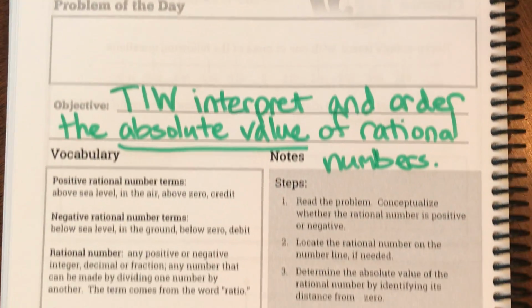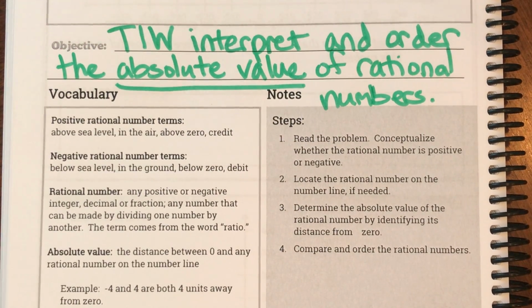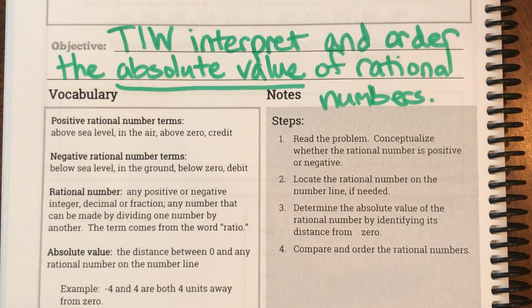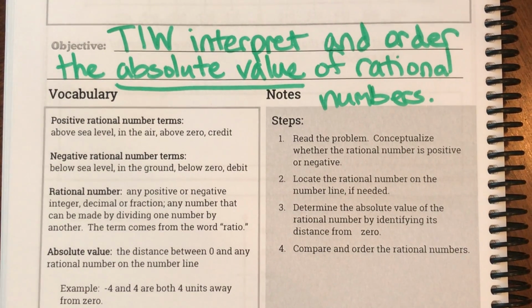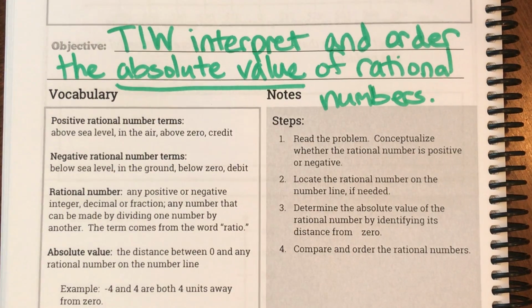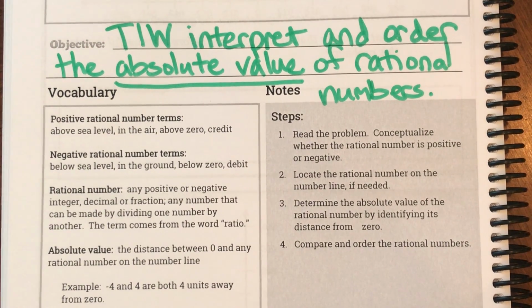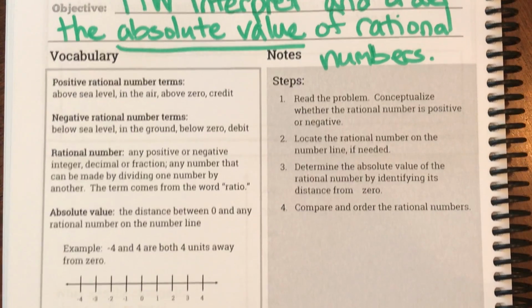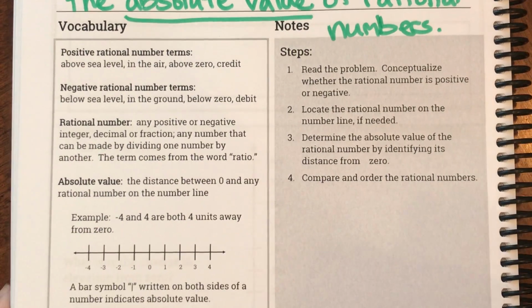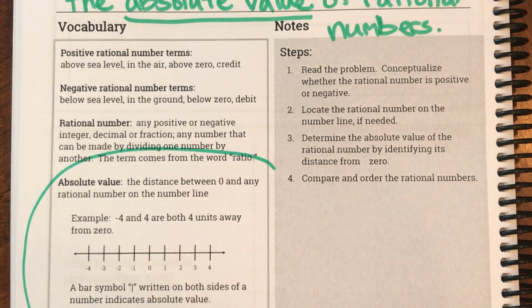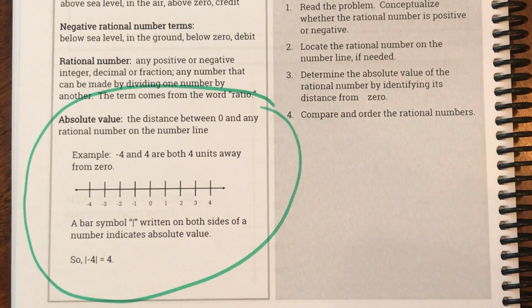Okay, so our big idea right now is absolute value. This is something that we haven't talked about yet. So let's look at our vocab. We have positive rational number terms: above sea level, in the air, above zero, a credit. We have some negative rational number ideas that we've talked about, which would be below sea level, in the ground, below the zero, or a debit. And then they remind us what a rational number is, but here's our new idea. What does absolute value mean?